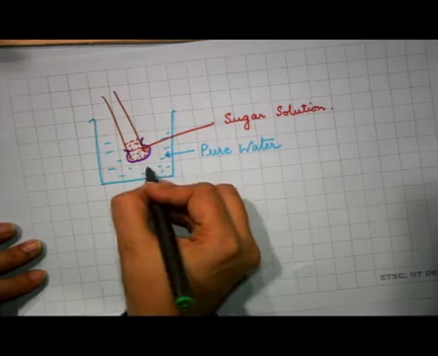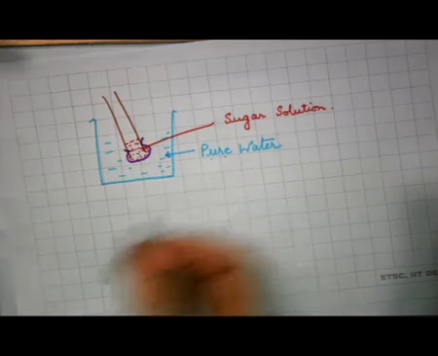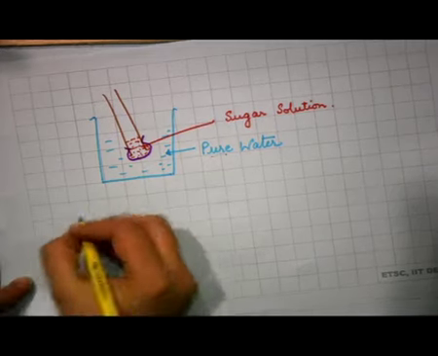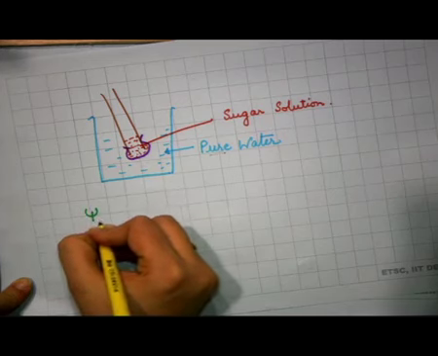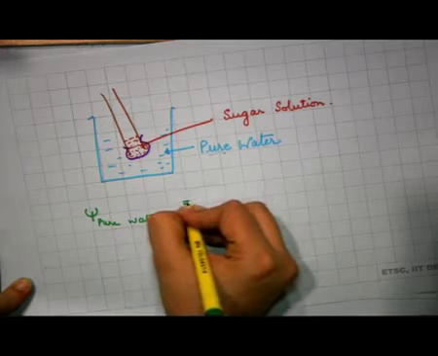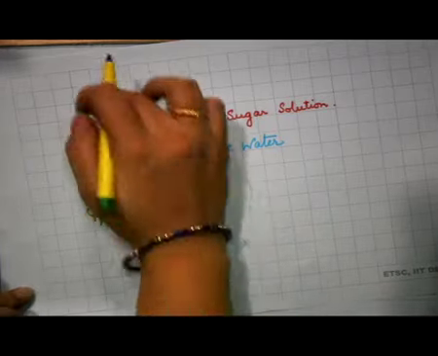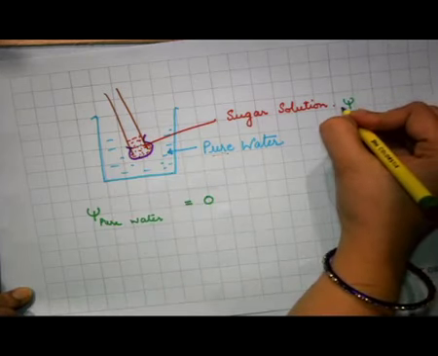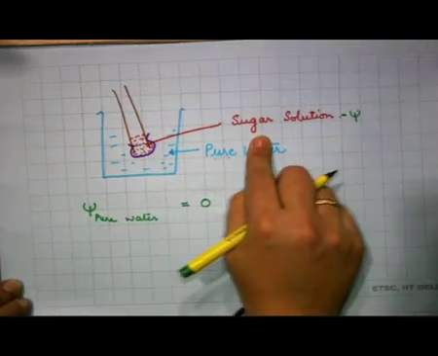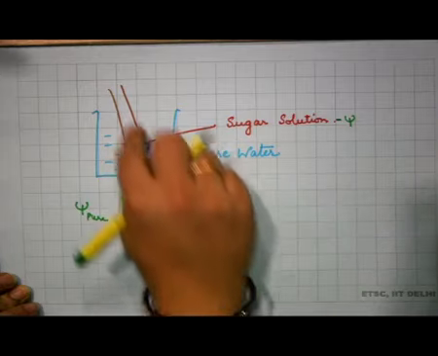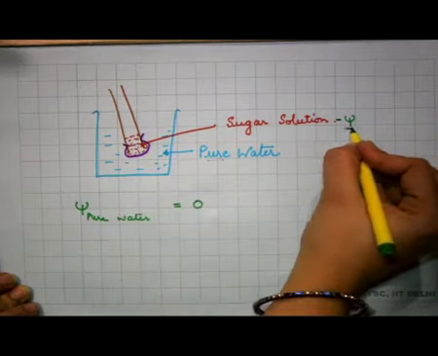Moving back, what must have happened? Since the water was pure here, its water potential was 0. And here, since the sugar solution was there, the water potential was highly negative, because our solution was very concentrated. So, the water potential of this solution in this test tube was highly negative.